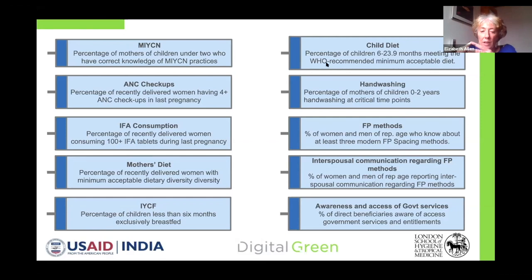So we had quite a small list of indicators of interest, which are listed here. We had some MIYCN indicators, so the percentage of mothers of children under two who have correct knowledge of MIYCN practices. We looked at ANC checkups. We looked at IFA consumption. We looked at minimum acceptable dietary diversity in women, in the mothers, and also in the children. We looked at exclusive breastfeeding, hand washing. As I said right at the beginning, we were also interested in family planning methods, and we asked some questions around interspousal communication regarding family planning methods. The final point was the awareness and access of government services. So we asked a question on that.